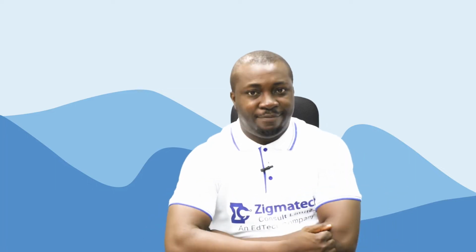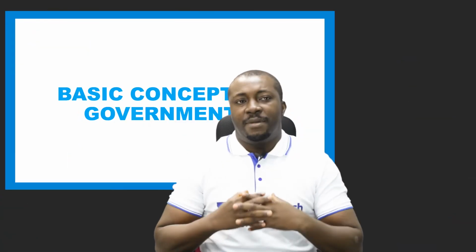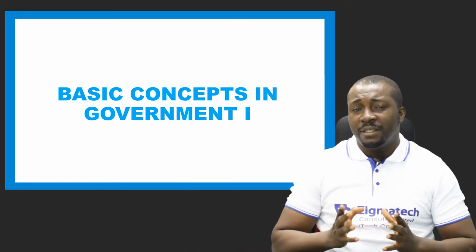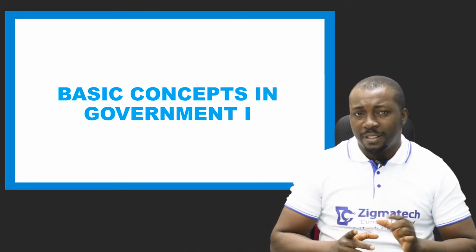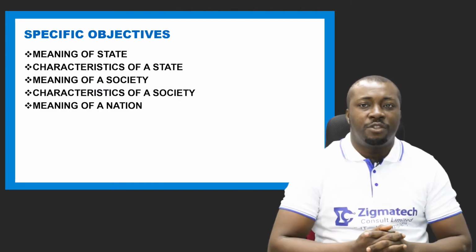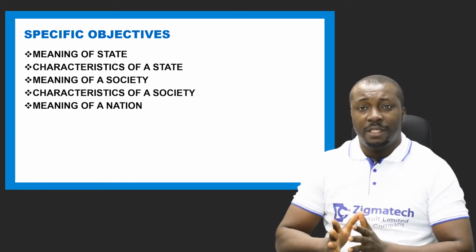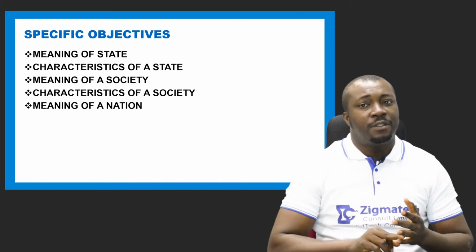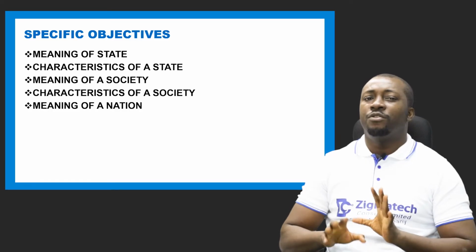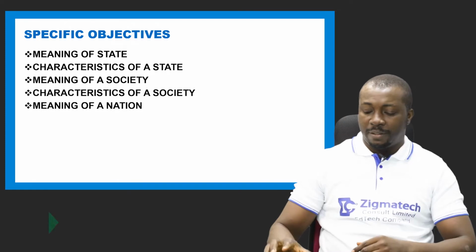Ready for today's class? Okay, let's get started. We have discussed government as an institution of the state. This time we're going to look at basic concepts in government, related concepts about the state. Specifically, by the end of this lesson, we should be able to state the meaning and characteristics of a state, the meaning and characteristics of a society, and a nation. So, at the end, you should be able to know the differences between these three main concepts.